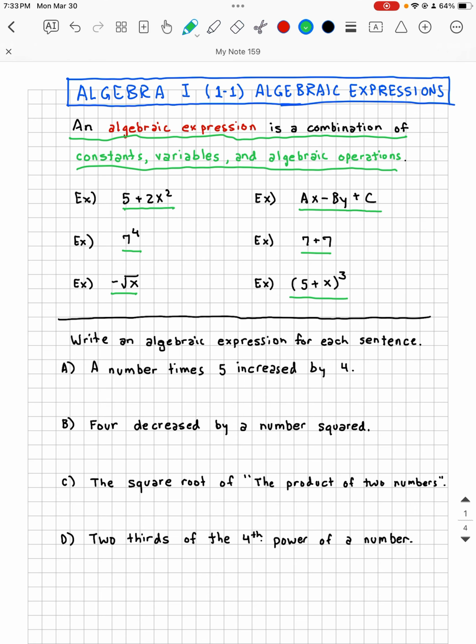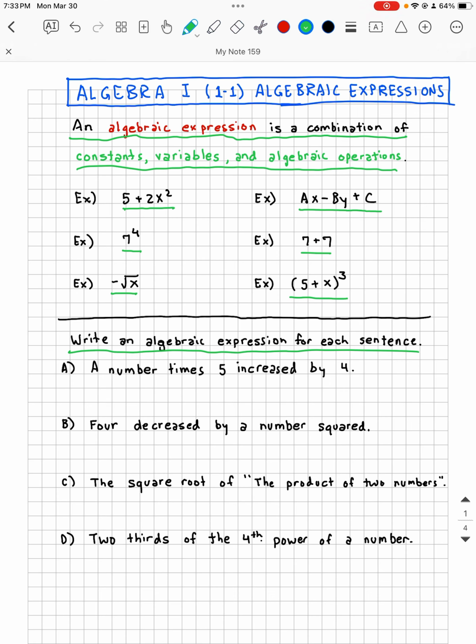Okay, so let's get into some examples where you're going to write out the algebraic expression for each sentence. Literally, just as it says right there, I'm going to give you a sentence, and your job is to write out what the algebraic expression is going to be, just like above. The first one is a number times 5 increased by 4.